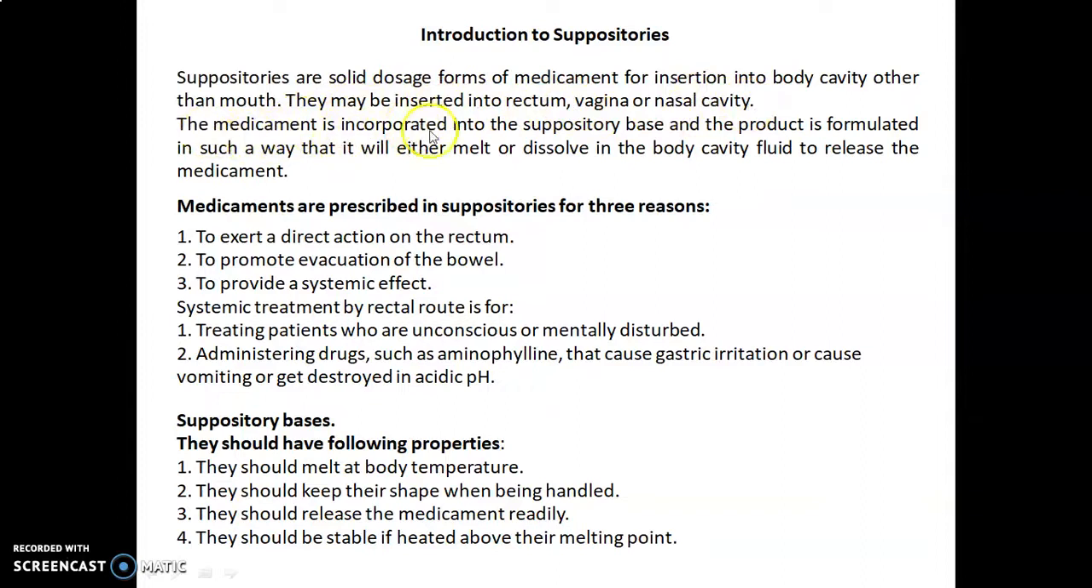The medicament is incorporated into the suppository base and the product is formulated in such a way that it will either melt or dissolve in the body cavity fluid to release the medicament. Medicaments are prescribed in suppositories for three reasons. First, to exert a direct action on the rectum. Second, to promote the evacuation of the bowel. Third, to provide a systemic effect.